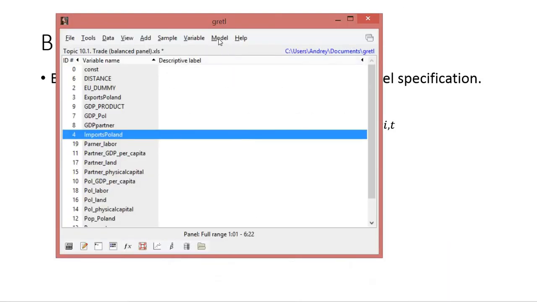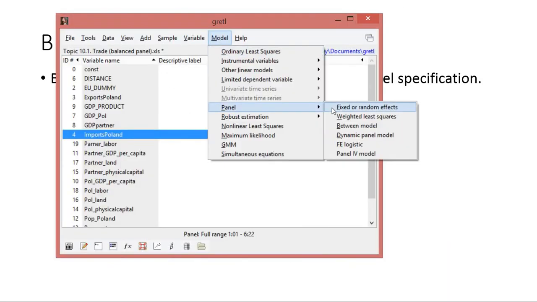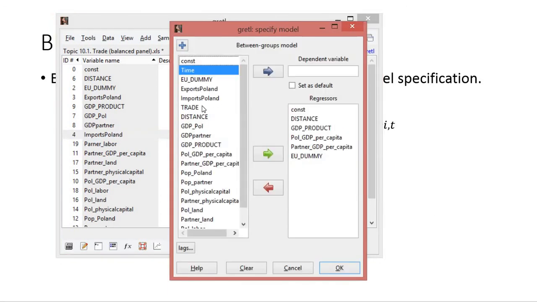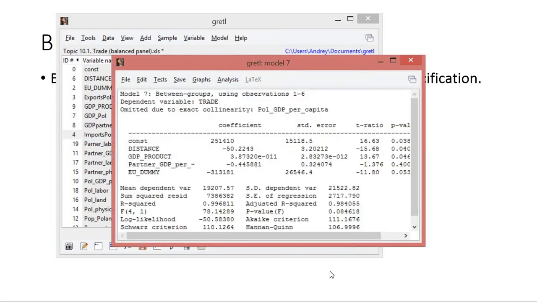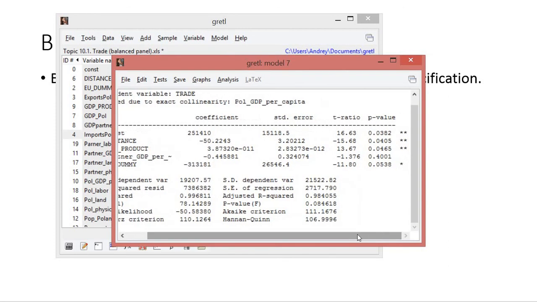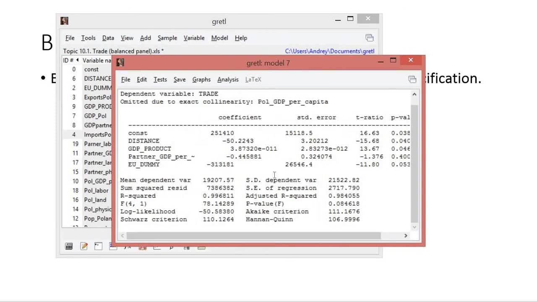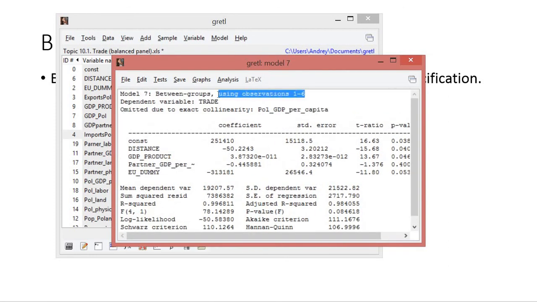So how do you do this in Gretl? You click Model, Panel, Between model, we estimate trade, and as you can see we end up with only 6 observations. Because we analyze the volume of international trade between Poland and 6 major trading partners, we have 6 groups for 22 years. When we calculate averages, we end up with just 6 groups.